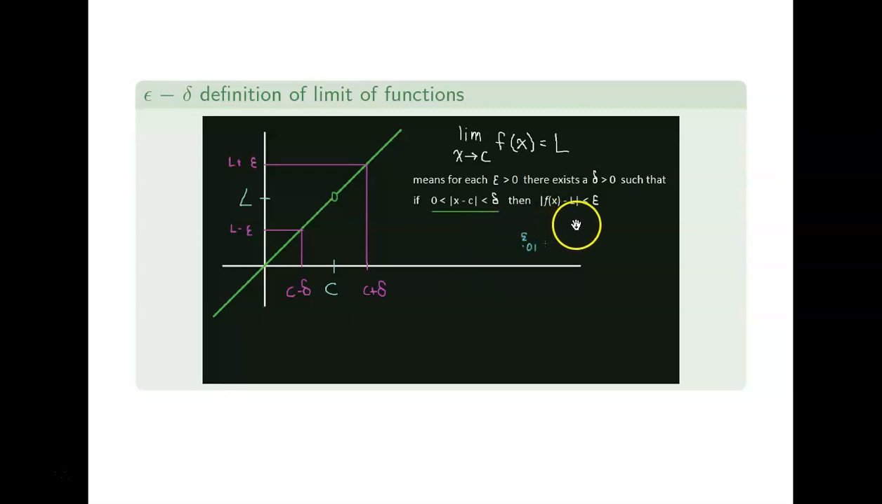This definition means that whenever we are in the delta neighborhood of this point c, that means we are here, then values of f(x) will be bounded in between L minus epsilon to L plus epsilon, that is here. And to understand the concept of epsilon delta definition of limit of functions, let us do an example.